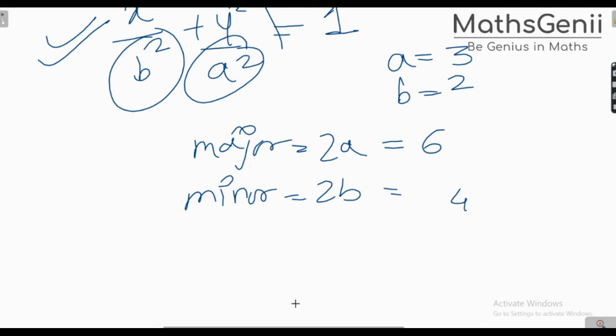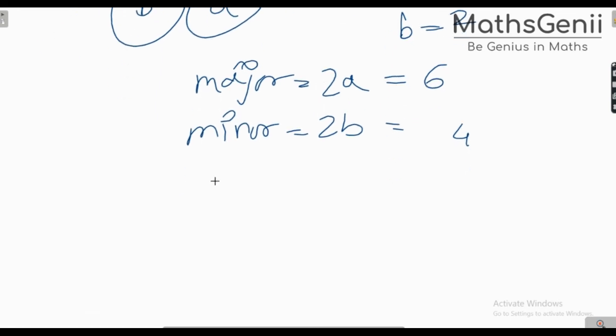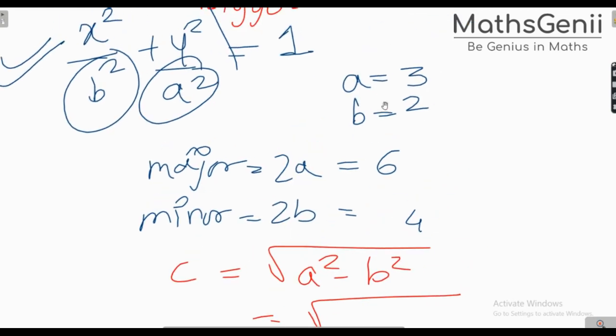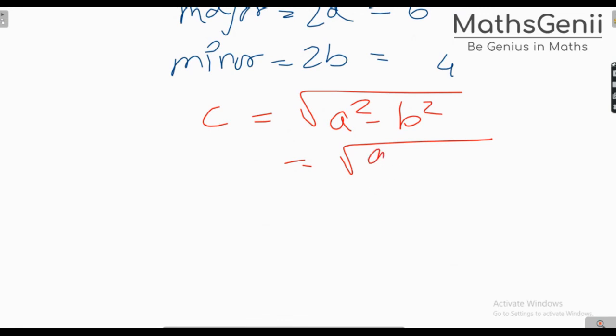Then this is a very important thing: the coordinates of foci. Coordinates of foci means c. What is the formula of c? It is the root of a square minus b square. What is your a square? 9, minus b square 4. 9 minus 4 is 5. So your c is root 5.